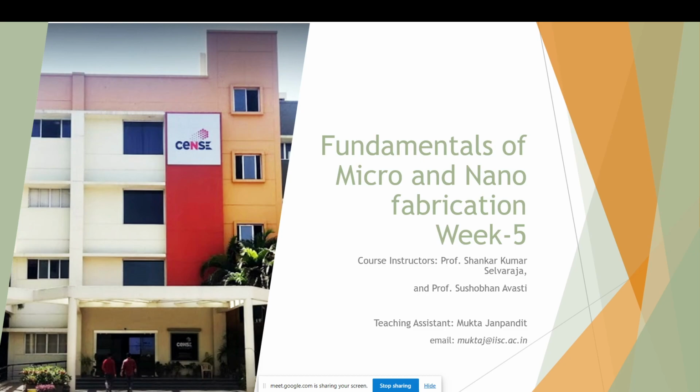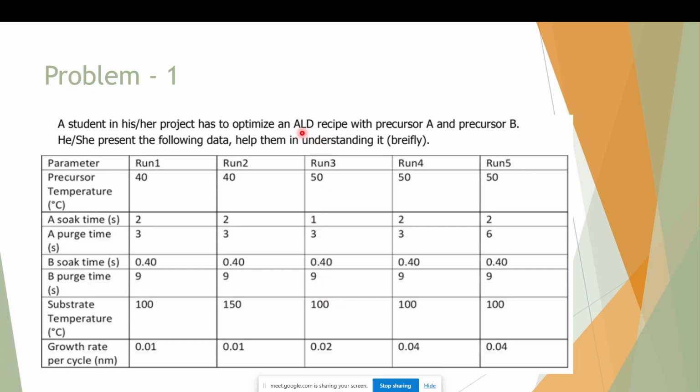So welcome to week 5 of the tutorial session. Today we will be talking about atomic layer deposition, ALD, and PVD, that is physical vapor deposition. So first let us begin with a problem on ALD.